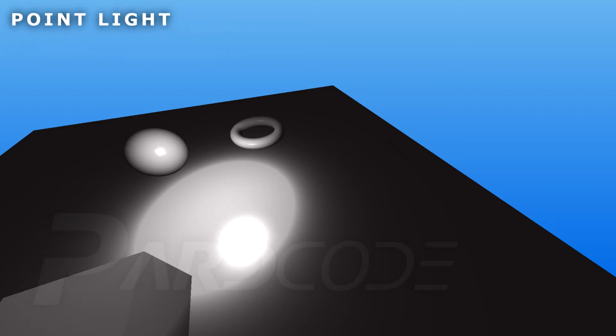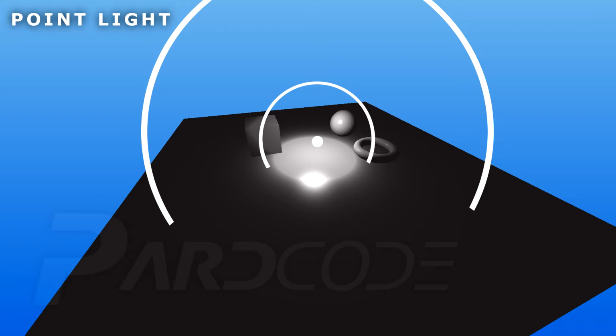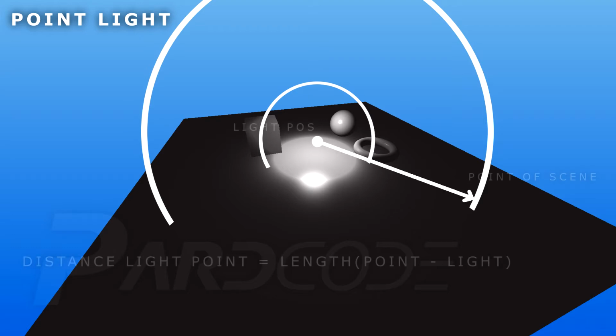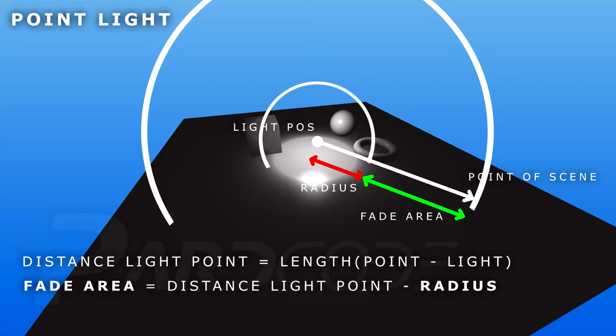Good, we have seen a sort of representation of how the point light works. But how can we actually limit the light in a sphere and apply the attenuation? As first thing, we have to compute the distance between a point of the scene and the position of point light. And then we have to subtract the radius of the light to this distance. In this way we get the area in which the light attenuation can take place, that we can call fade area.